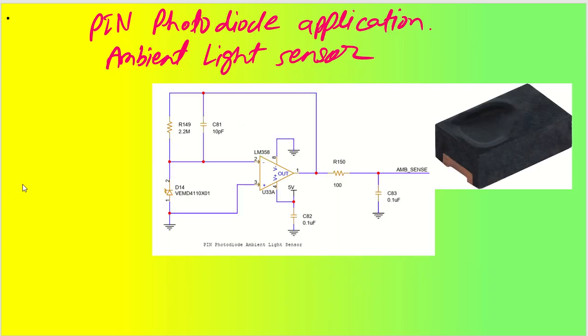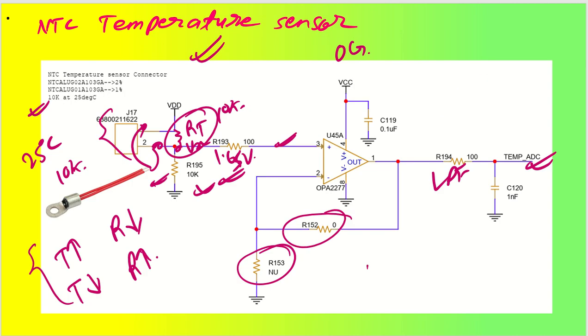Now let us talk about the ambient light sensor, which I have also given in this particular application. This is my ambient light sensor, taken from Vishay. This NTC was also taken from Vishay. Vishay is, I feel, one of the very good companies for sensors, resistors, capacitors, passive devices, active devices, all those things.